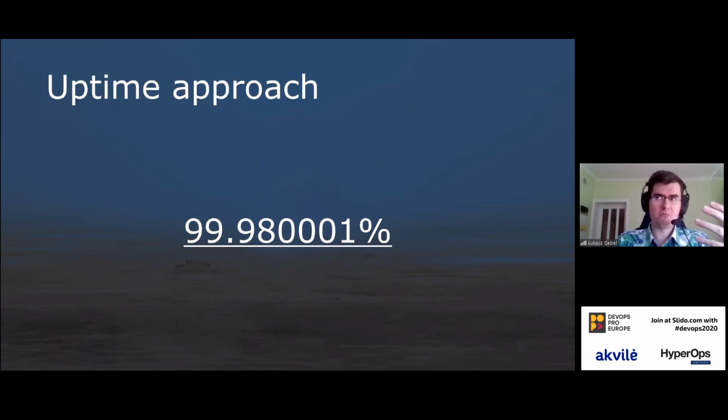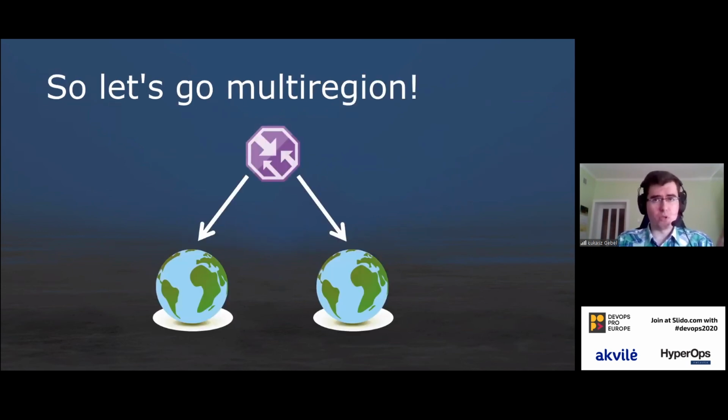So, okay, maybe we should go with some of the strategies that I described, and let's go multi-region. So we deployed our app in 2 different regions, but we need to have a traffic manager in front of our services. It simply routes requests to different regions.